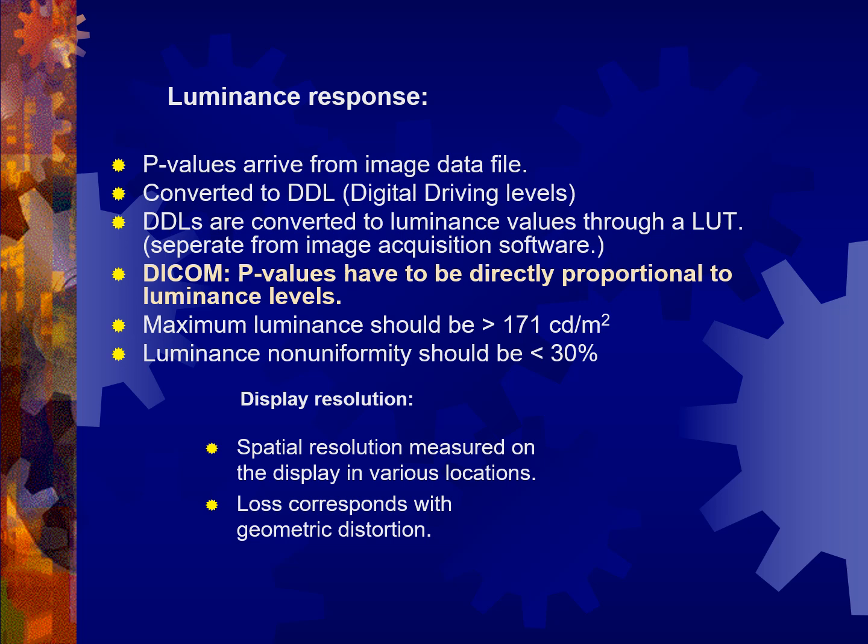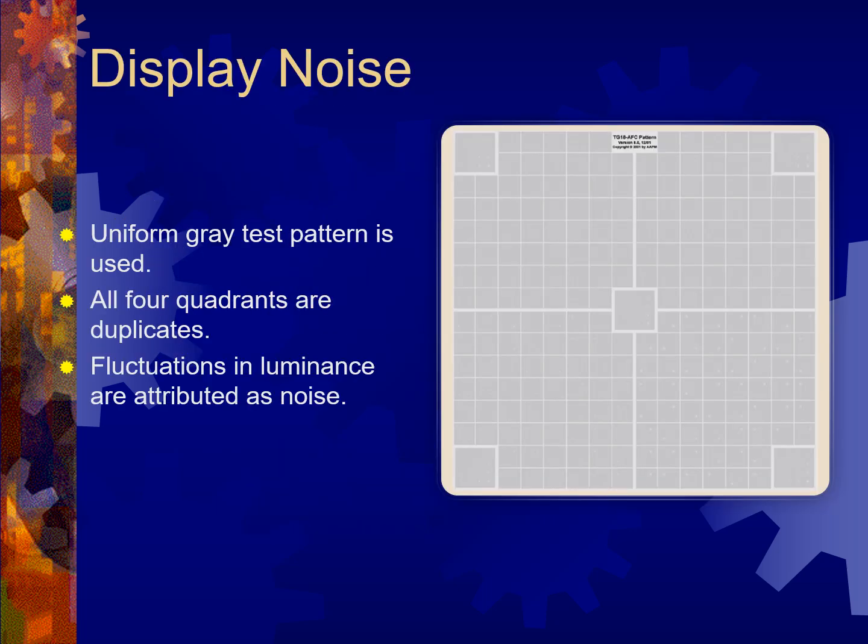Spatial resolution should also be verified at various locations on the monitor to make sure it's consistent. Loss of spatial resolution in any particular area corresponds to what we call a geometric distortion. Geometric distortions are more prevalent on CRT monitors than on LCD monitors. So test for display noise and also luminance uniformity.